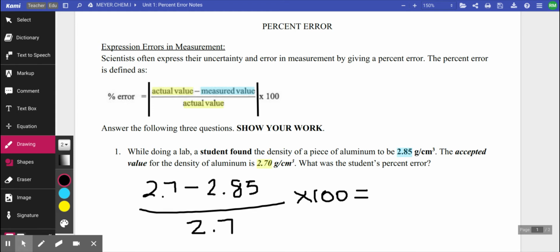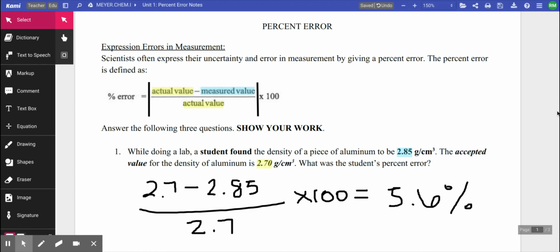Okay? Go ahead, pause the video, type this in your calculator, and remember to break it apart into 3 different sections. Okay, once you typed it in your calculator and you broke it apart into 3 sections, you should have got a percent error of 5.6, and make sure you label it with a percent sign. Okay, that is the unit we are working with here.